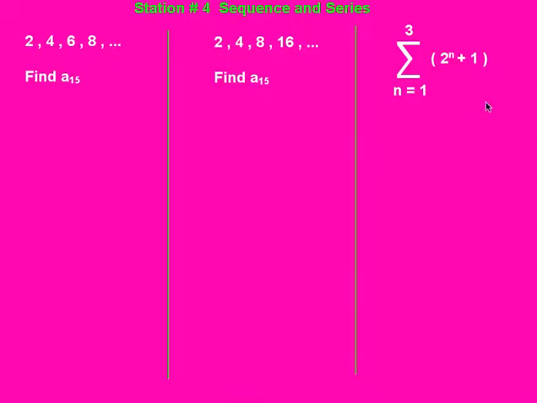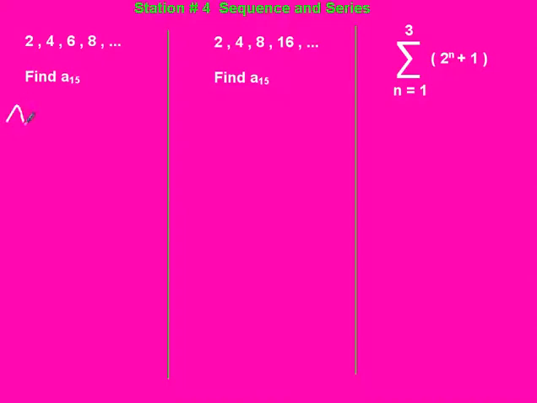All right, sequences and series. Let's look at that first column, 2, 4, 6, 8. We have to decide what's happening. Well, to get from 2 to 4, you can add 2 or multiply by 2. To get from 4 to 6, oh, it's adding 2. 2 plus 2 is 4, 4 plus 2 is 6, 6 plus 2 is 8.